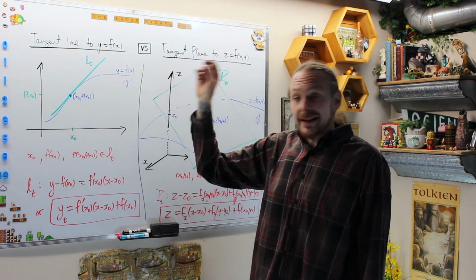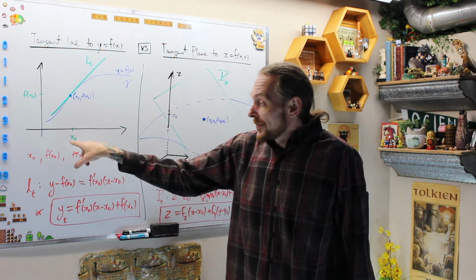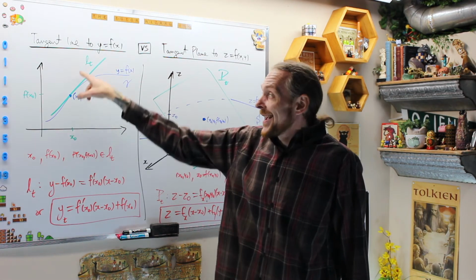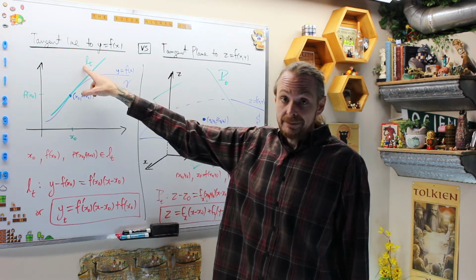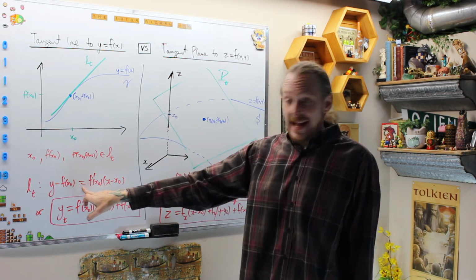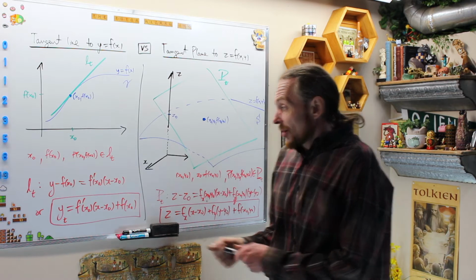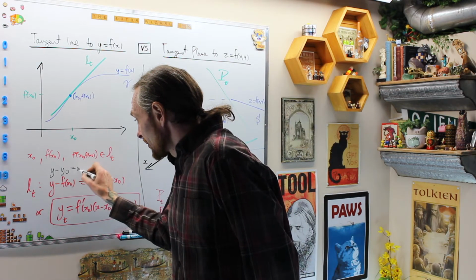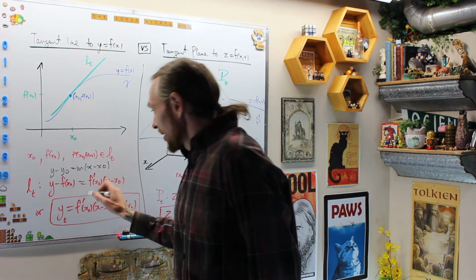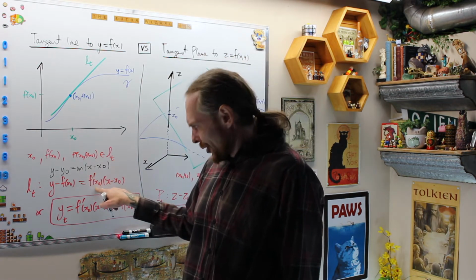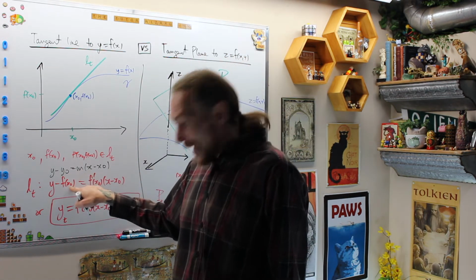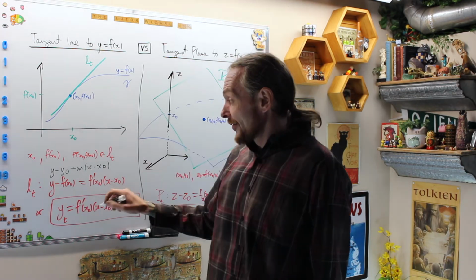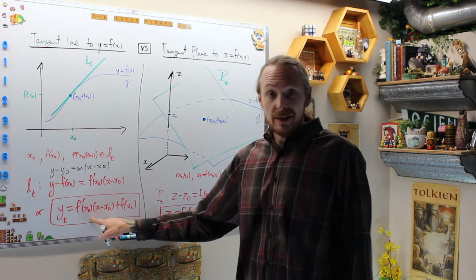That curve has a tangent at the point x naught. We have a tangent line, not a tangent plane. Remember, the general equation of a line is y minus y naught equals m times x minus x naught. And then we're like, oh, cleverly, who's m? The derivative. And who's y naught? f of x naught, because it's on our curve. And then we cleverly get this equation.